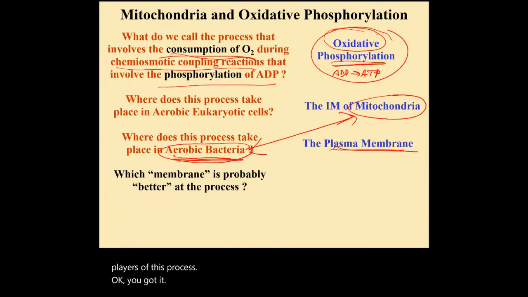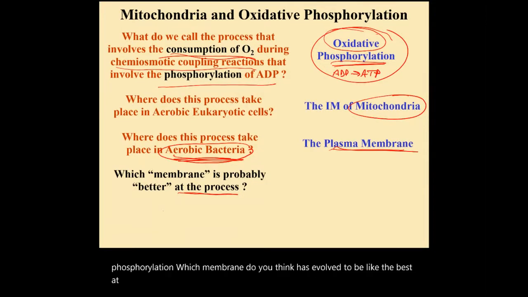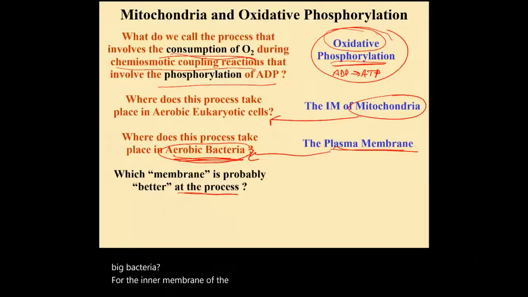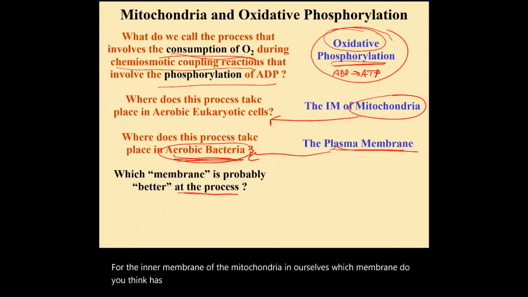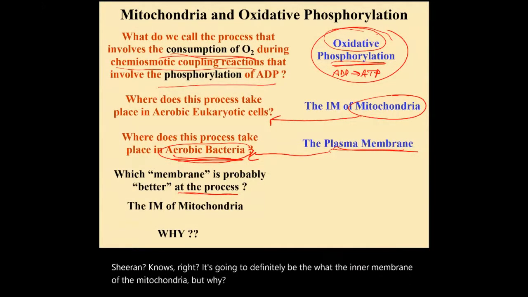Which membrane is probably better at the process of oxidative phosphorylation? Which membrane do you think has evolved to be the best at oxidative phosphorylation? Do you think the plasma membrane of the aerobic bacteria or the inner membrane of the mitochondria in our cells? Which membrane do you think has evolved to be like an expert in doing oxidative phosphorylation? Tashira knows, right? It's going to definitely be the inner membrane of the mitochondria, but why? Just even think about it.